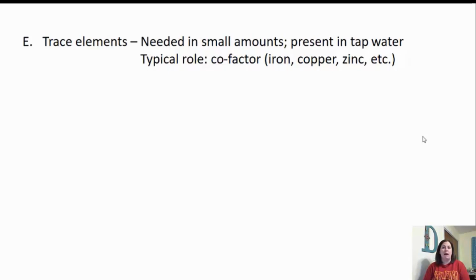Now, those were all the major elements that are really important, but there are some trace elements that are needed in small amounts. A lot of times these are present in tap water, so just using tap water or having that kind of water around gives them enough of these trace elements to help. The typical role of trace elements is for cofactors. These are going to be like your irons, your coppers, zincs, things like that, which again can be found in normally water, and they are going to help enzymes work properly as cofactors.